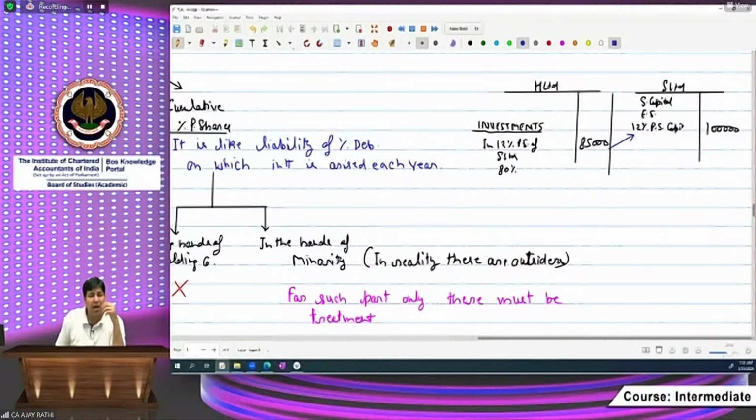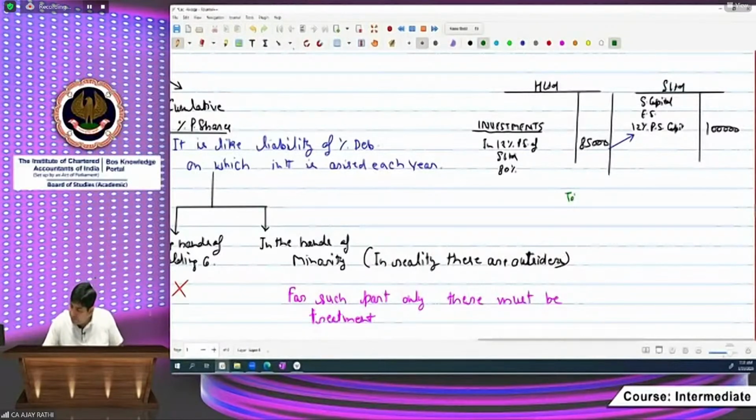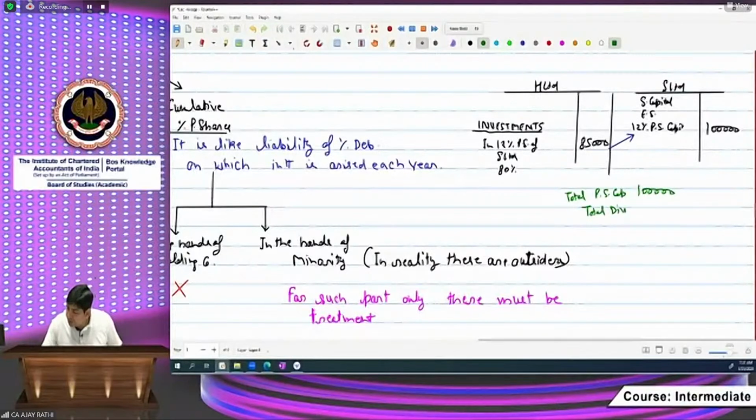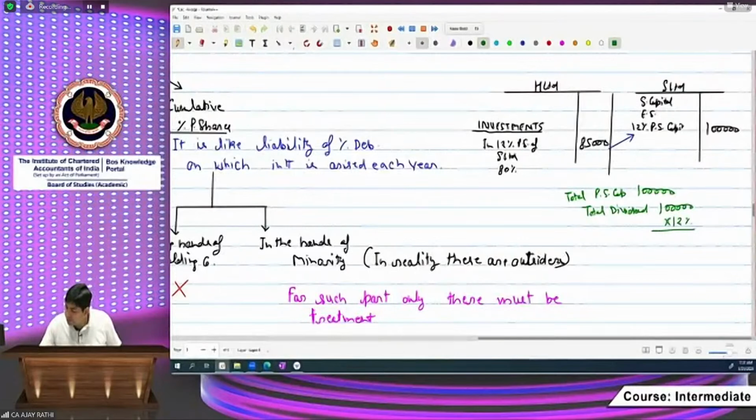Now, although there is no question in the study material regarding this, the concept is there, and in exam one time the question has come. So just for safety, I am covering this. If I ask you, beta, what is the total proposed dividend? Total preference share capital is 1 lakh, on which total dividend must be how much? That is at the rate of 12%. 1 lakh is face value. 1 lakh multiplied by 12%, that is there must be 12,000.